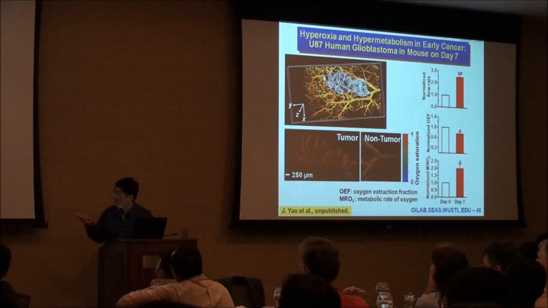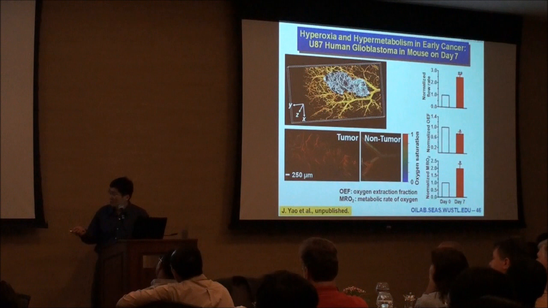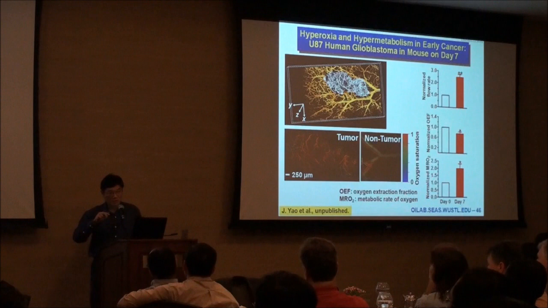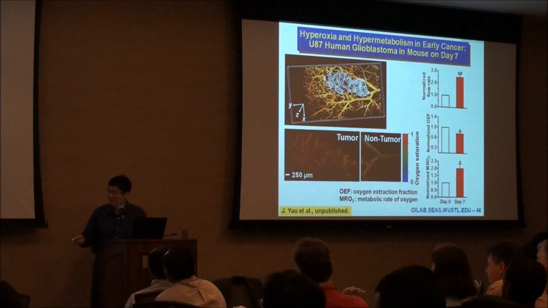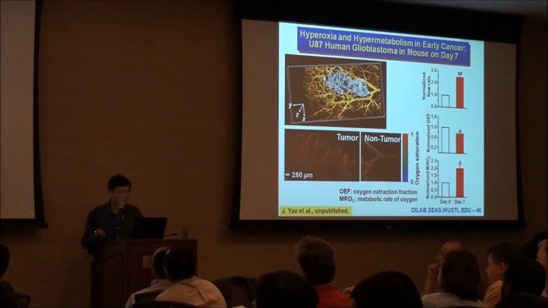Right? It's much higher. But very surprisingly, usually hypermetabolism indicates hypoxia, meaning it draws so much oxygen out of the bloodstream, so the bloodstream has a lower oxygen saturation. But in this case, it's the opposite. You see this tumor hyperoxia going on here. So this is very surprising.